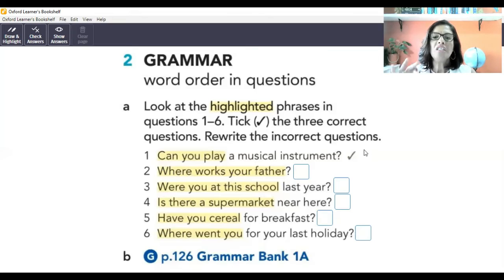So you need to tick the 3 correct questions. Number 1 is done, and you are going to rewrite the incorrect ones, okay? I'm going to give you some time for you to do it. Let's go.